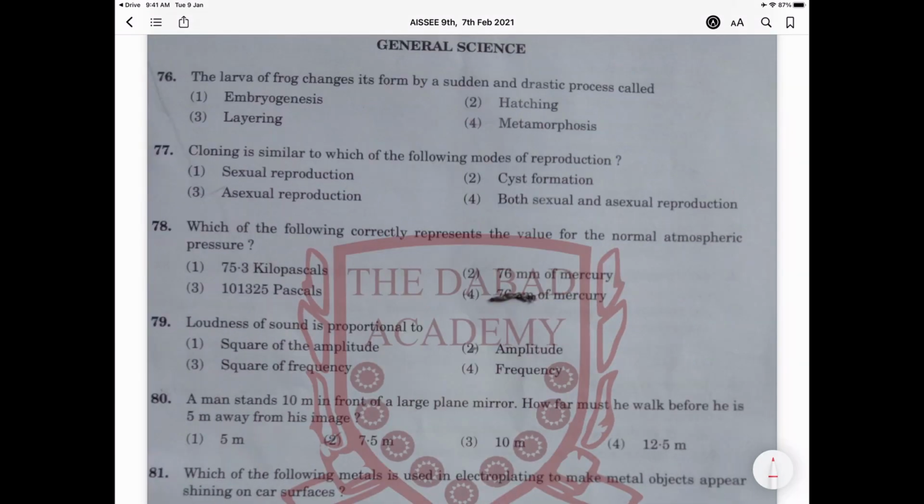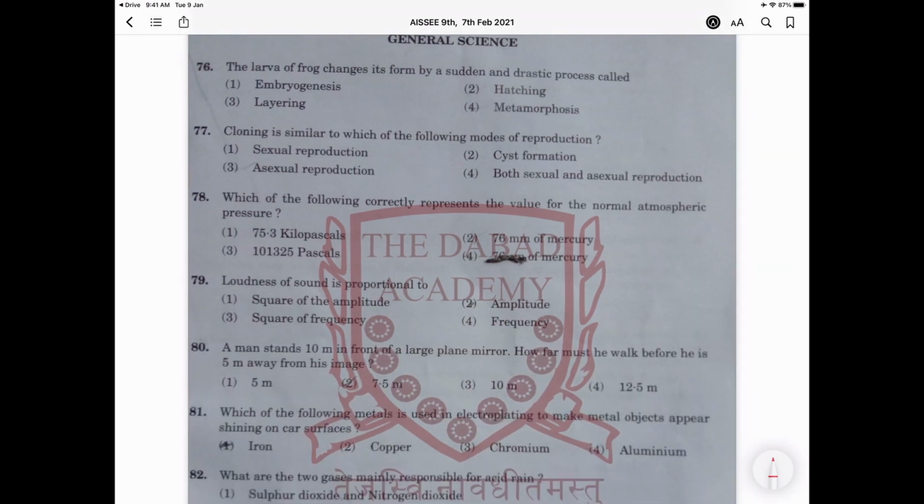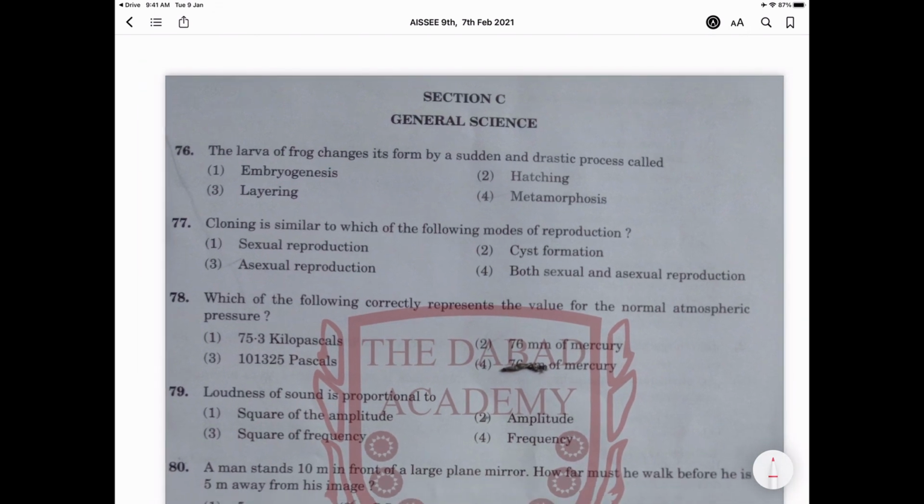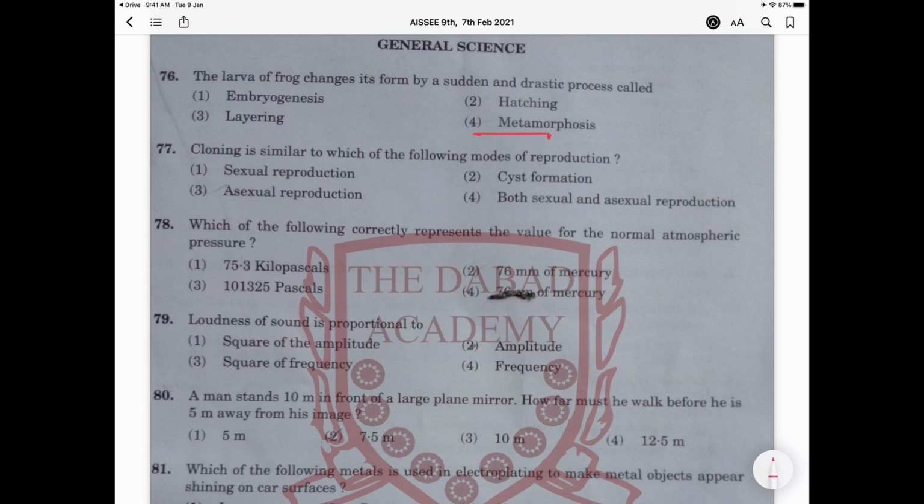With question number 75, we end the English section. Now, this is for general science and general knowledge. 76. The larva of a frog changes its form by a sudden and drastic process called metamorphosis. Option 4 is correct. For question number 77, cloning is similar to which of the following modes of reproduction, and the correct answer is sexual reproduction.